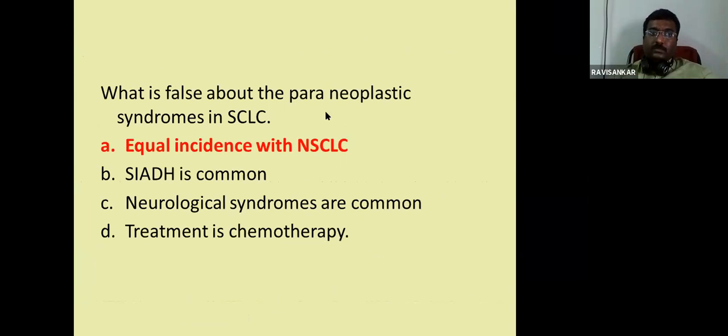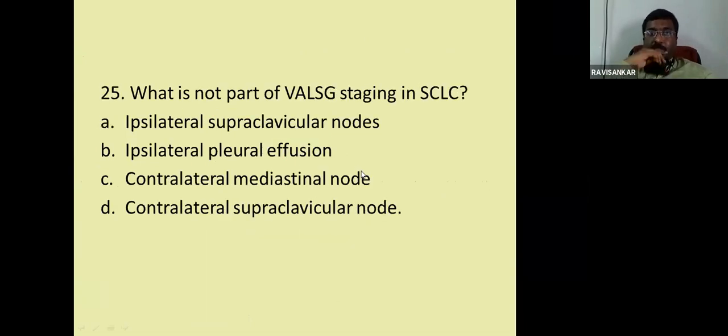So what is false about the paraneoplastic syndrome? Equal incidence with non-small cell lung cancer. What is not part of limited staging?